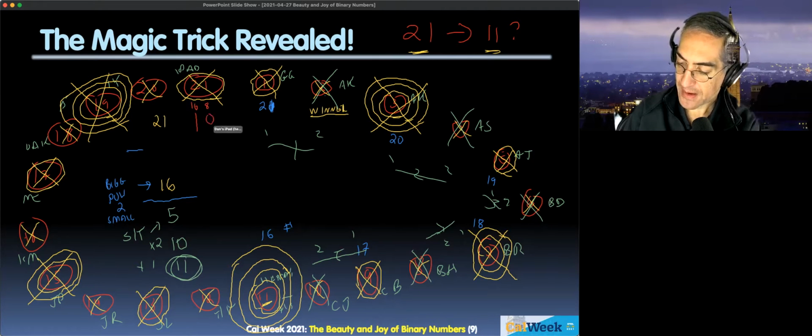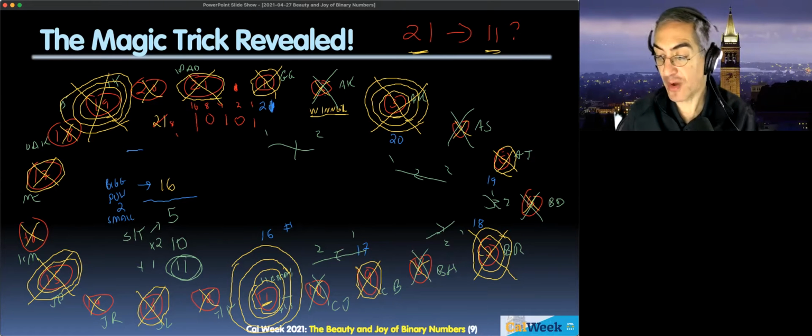Nope. I have 5 left. Can I fill a box of 4? Yes, I can. Now I have 1 left. Can I fill a box of 2 with 1 egg? No. Can I fill a box of 1 with 1 egg? Yes. So this number is 10101 in binary. So 21 is 10101. It's kind of a pretty number.